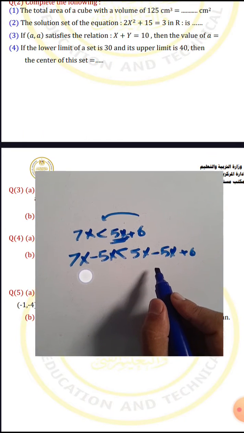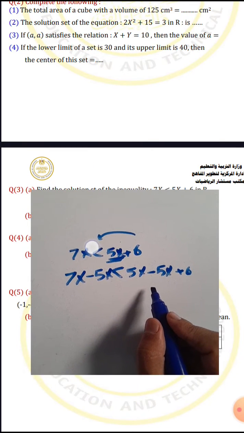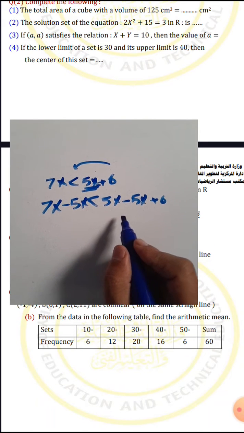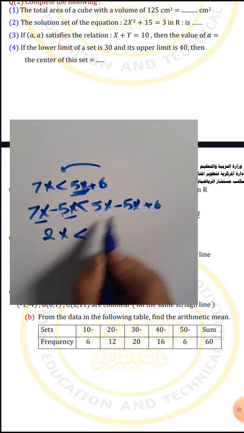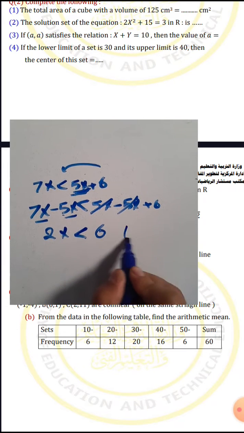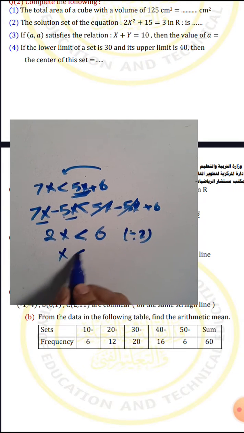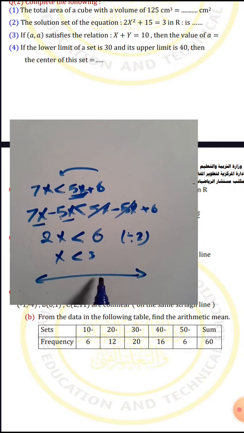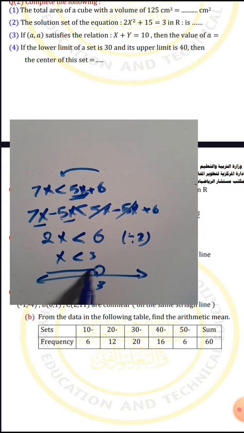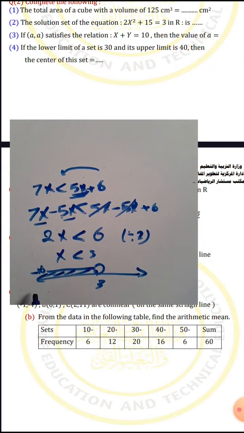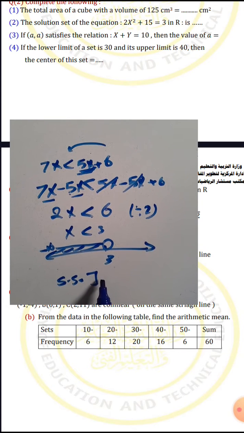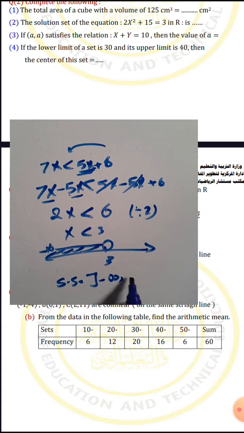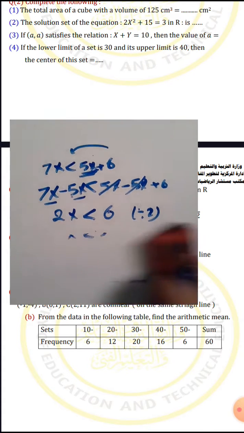And then we can write 7x subtract 5x will be 2x less than 6. We can divide it by 2. Then x less than 3. You can draw a number line here open to negative infinity. Then the solution set here will be the open interval from negative infinity to 3.